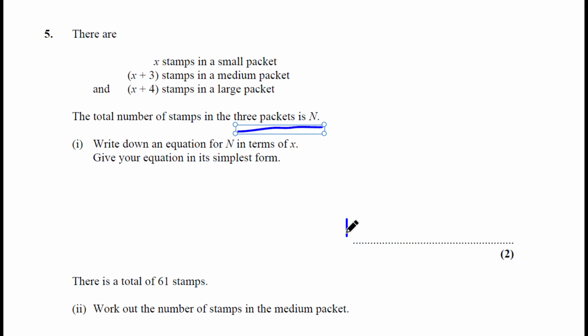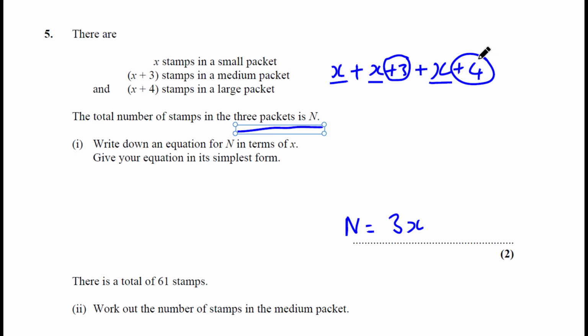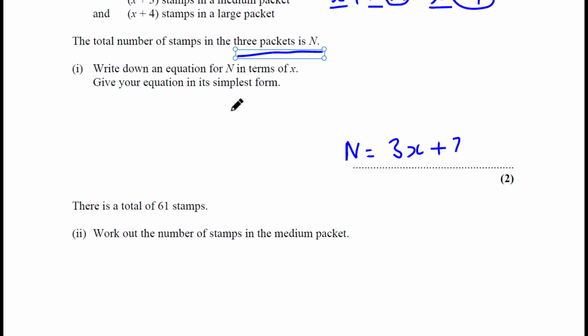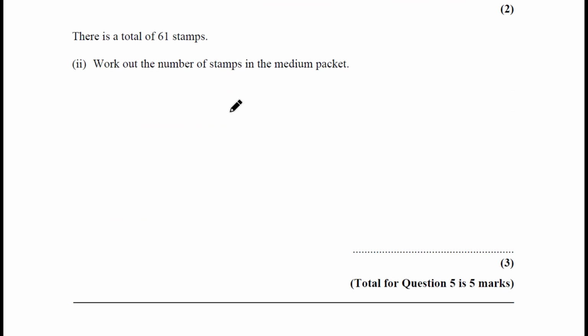So we're going to have n equals, now here we've got the small packet is x, we plus the medium packet, that's x plus 3, and add x plus 4. Now we add the like terms, so n equals 3x, and then we add the integers. We've got a plus 3 and a plus 4, so that simplifies to plus 7. Perfect. That's a straightforward 2 marks, and those should be bankers.